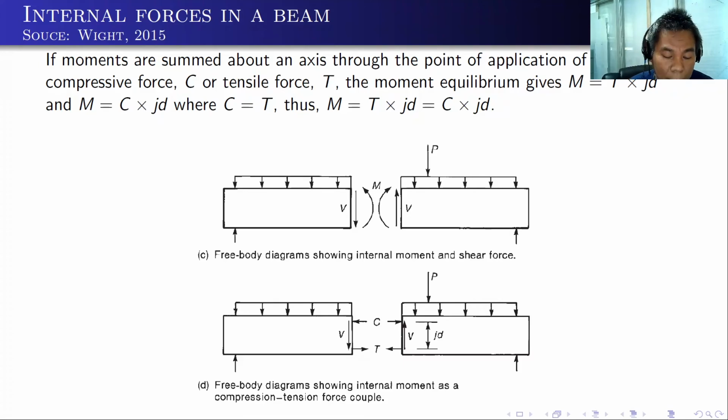But the most simplified way of summing up moment is at the compressive force C or at the tension force T. By summing up moment at C, the moment is simply equal to T times GT, or summing up moment at T, C times GT is also the bending moment. So they are equal actually.